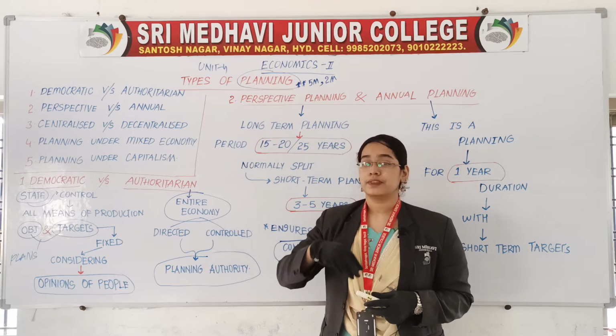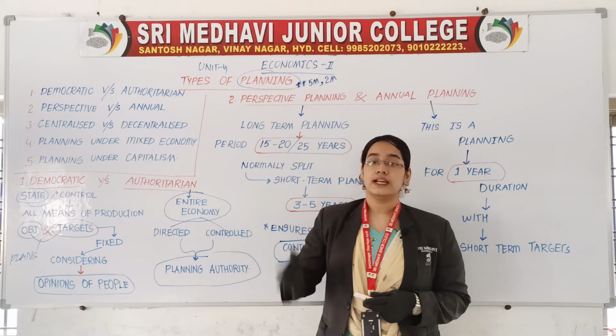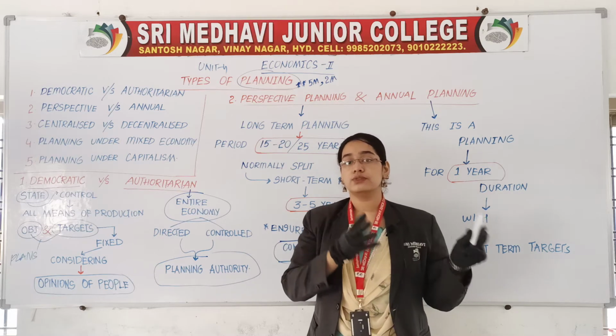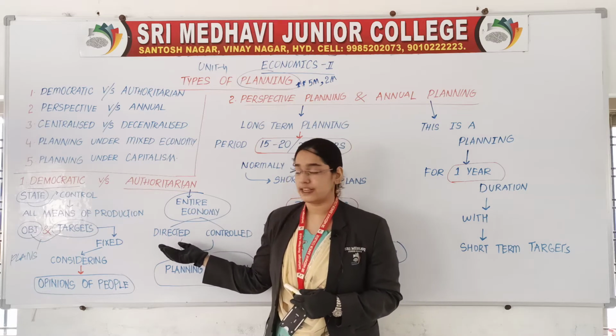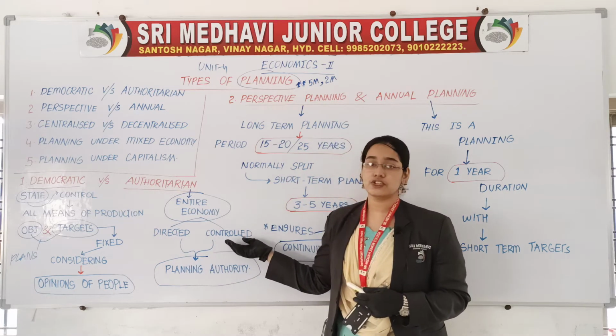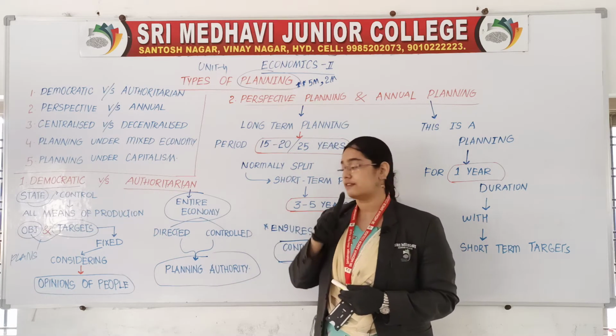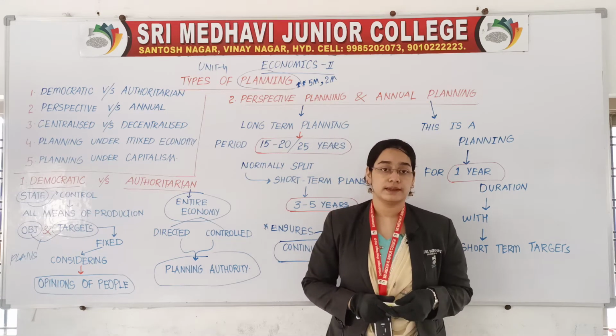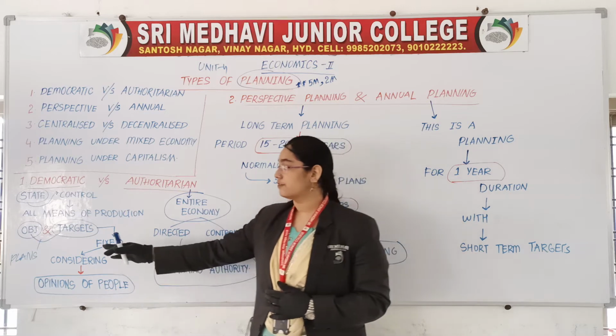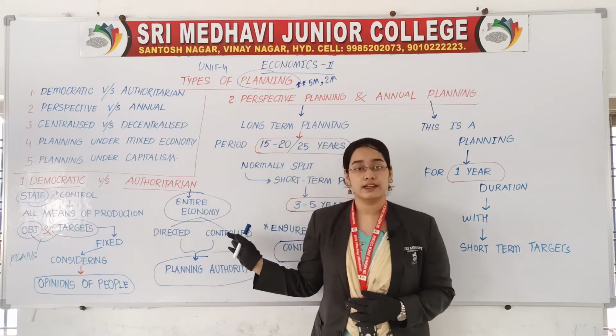Direct means giving instructions like do's and don'ts. You can do these things, you should not do these things. That is nothing but the directions. And the controlling authority is also given to only one person, that is the planning authority. Is that clear? What is the difference between democratic and authoritarian planning?